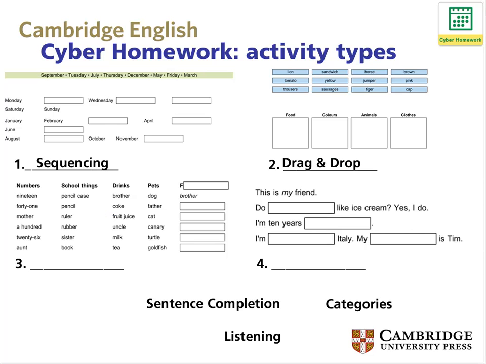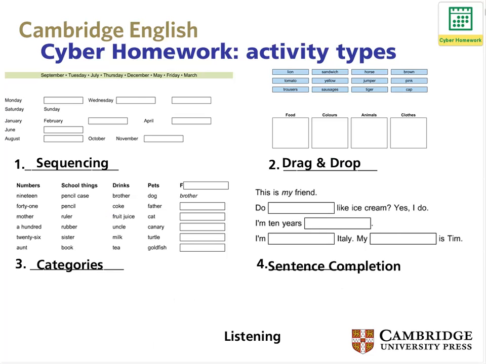We also have categories, where you have those categories of information. And the 4th one is sentence completion. These are the types of activities that you have in a tool such as CyberHomework. And we're going to explore a little bit more on those tools in a few seconds.